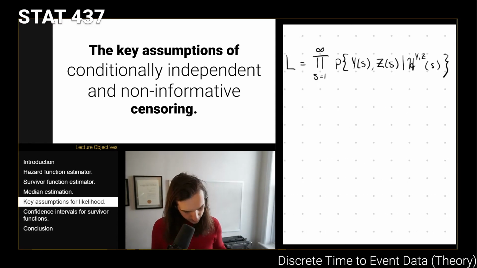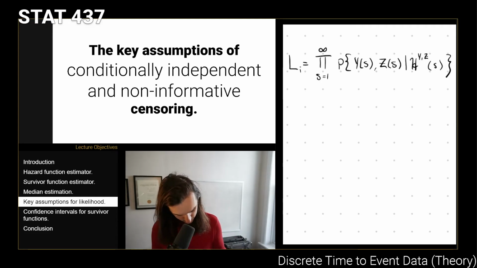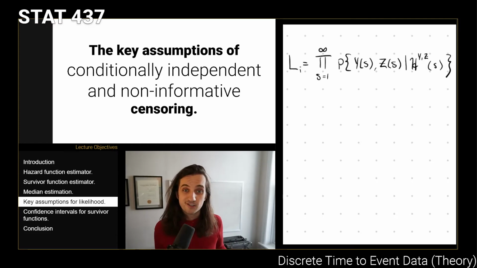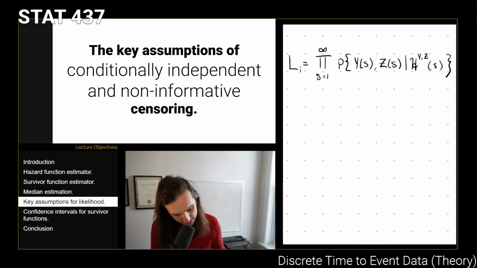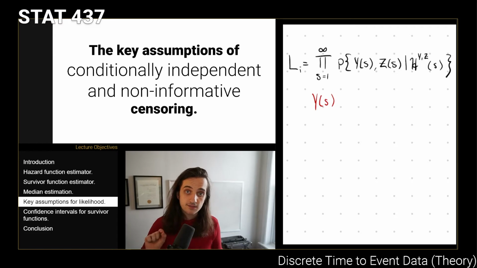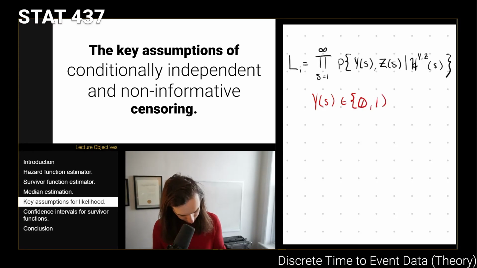Okay, and here, what are we looking at? And I should suppose that this is technically the likelihood contribution of a single individual here, but we'll drop that notation for now because it's not helpful to hold on to. The idea is that ys is a stochastic process that takes the value of 0 up until the event occurs, right? So that's going to be a value in 0, 1, and ys equals 1 means that the event occurred.